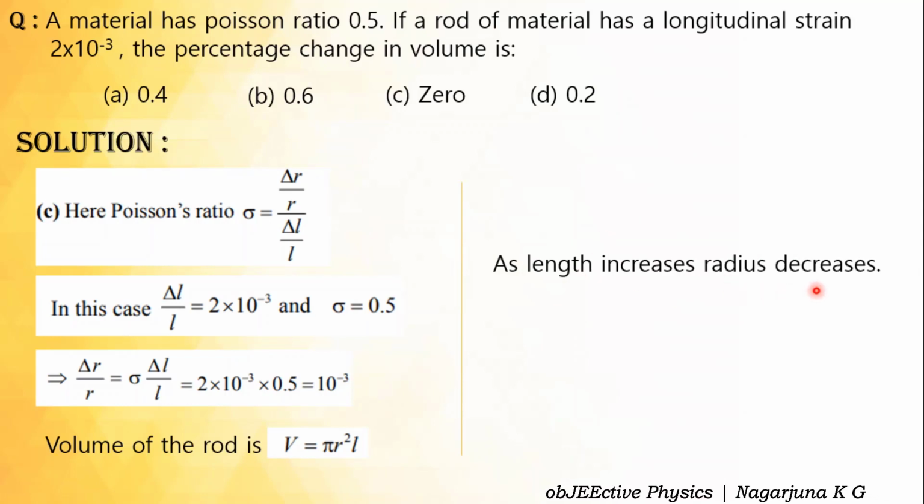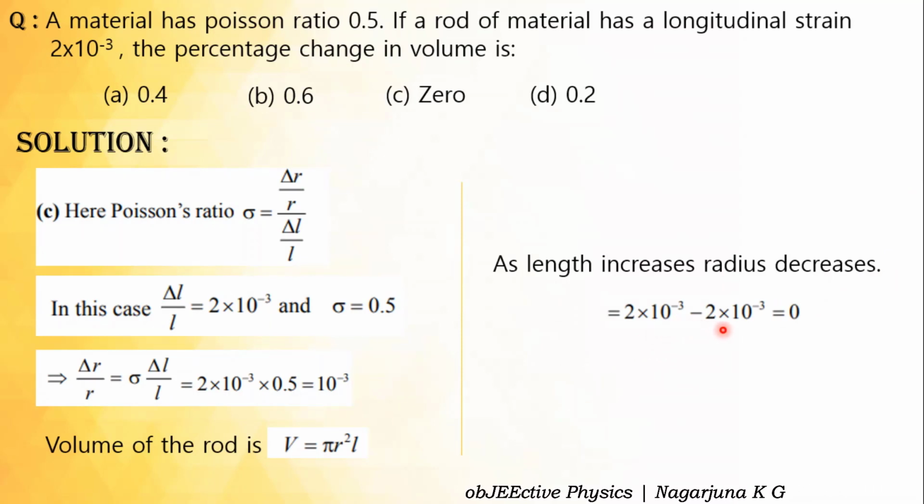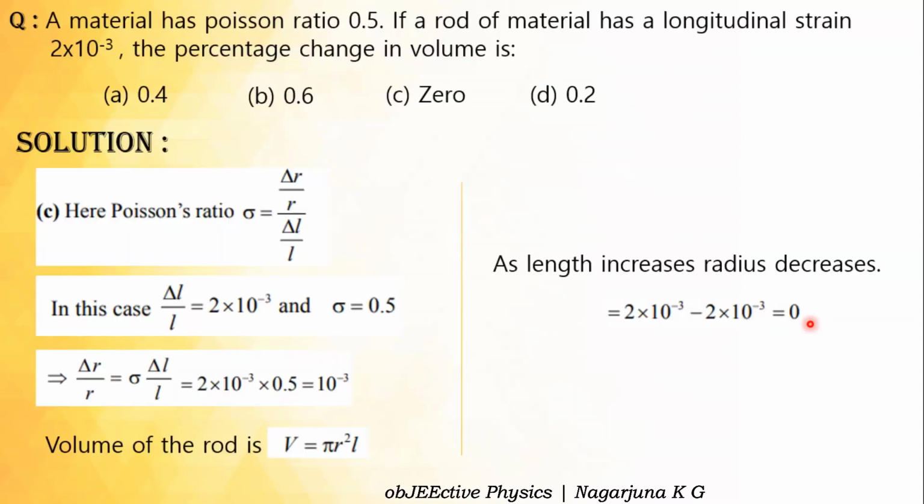As length increases, radius decreases. That is equal to 2 into 10 power minus 3 minus 2 into 10 power minus 3, that is equal to 0. So option C is the right option.